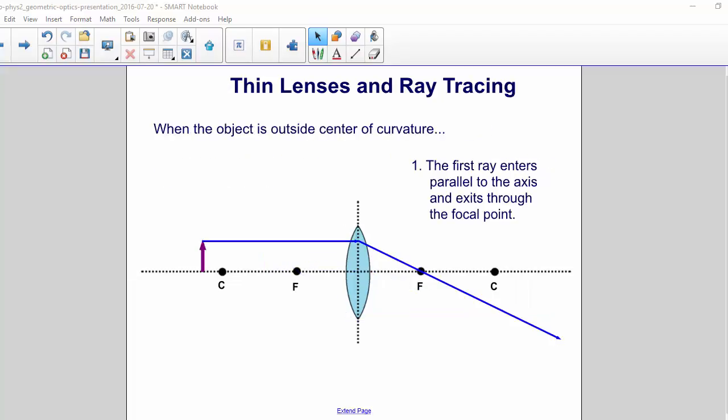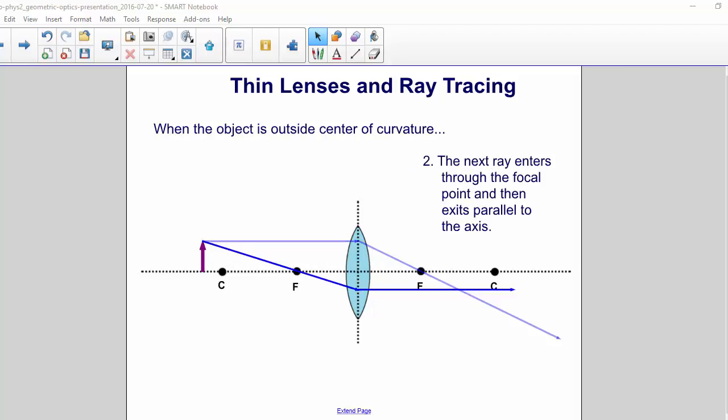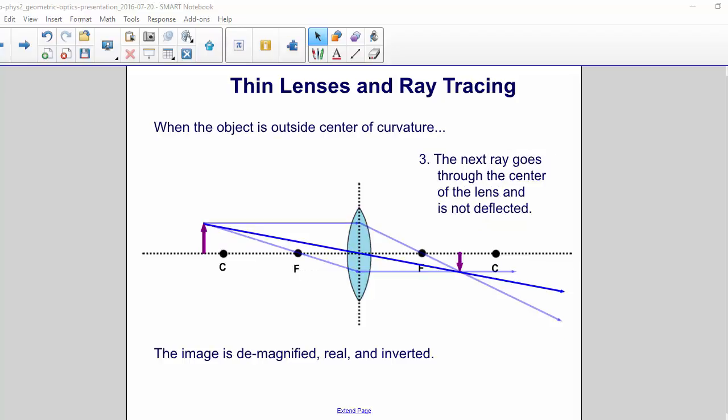For the next example, the object is outside the center of curvature. The first ray enters parallel to the axis and exits through the focal point. The next ray enters through the focal point and then exits parallel to the axis. And the final ray goes through the center of the lens and is not deflected. Here we can see that the image is demagnified because it's smaller, it's real because it's on the same side as the observer, and it's inverted because it's upside down.